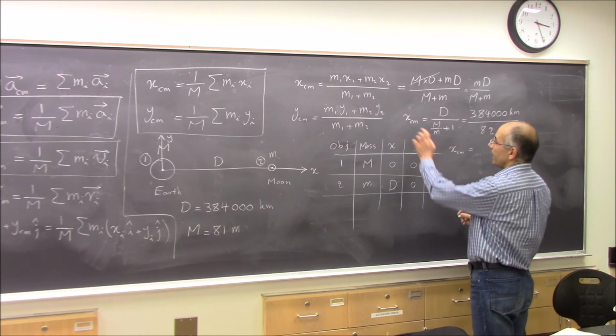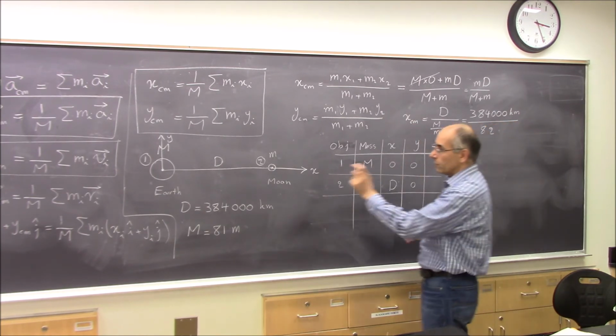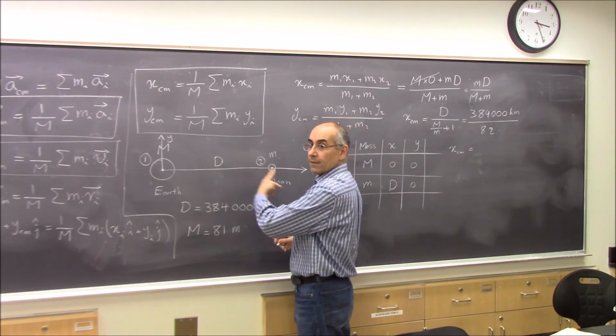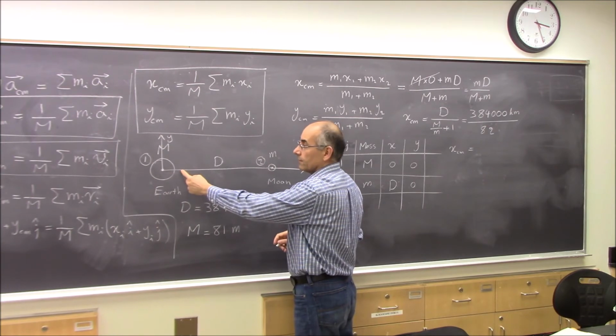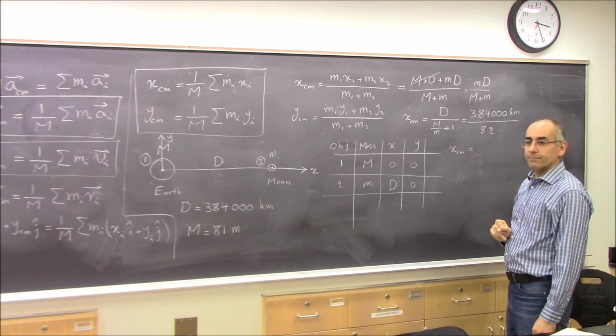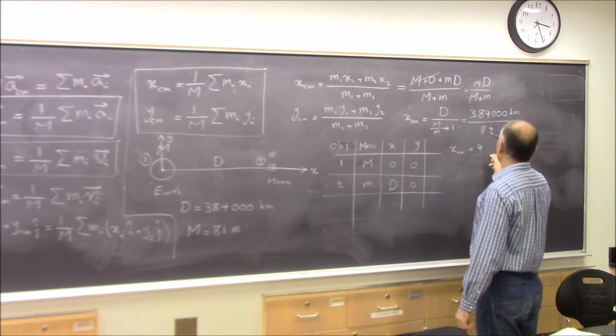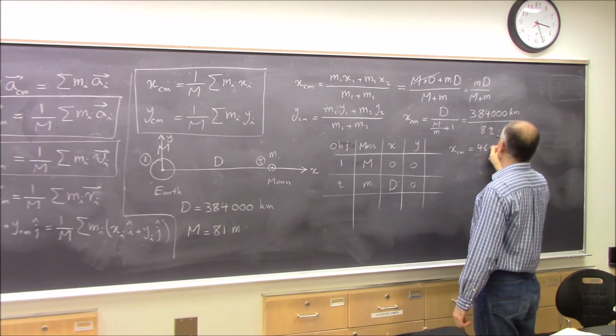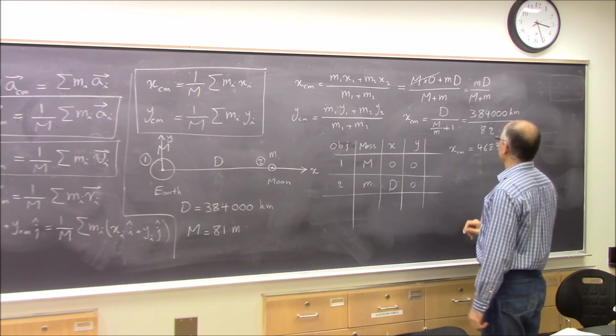And that x of center of mass that you get is according to this coordinate system. It shows where it is on this axis. So calculate that for me. 4682.3 kilometers.